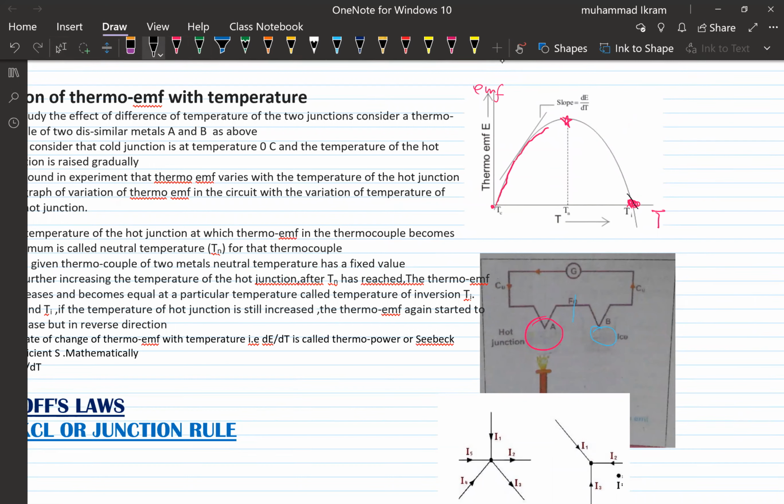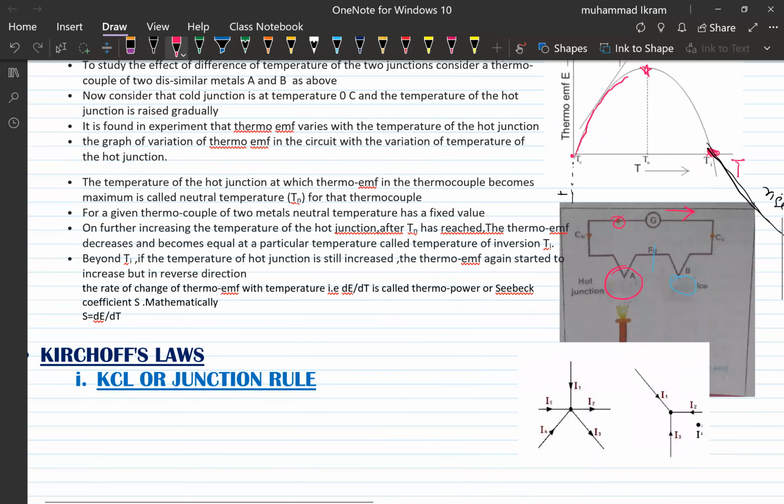You see that the graph still continues to move, right? So what does this mean? The potential difference, positive or negative, like this. What does this mean? There is again a rise in EMF. But what happens? The direction of the current now reverses. So if you increase the temperature beyond that level, the direction of the current gets reversed, right?